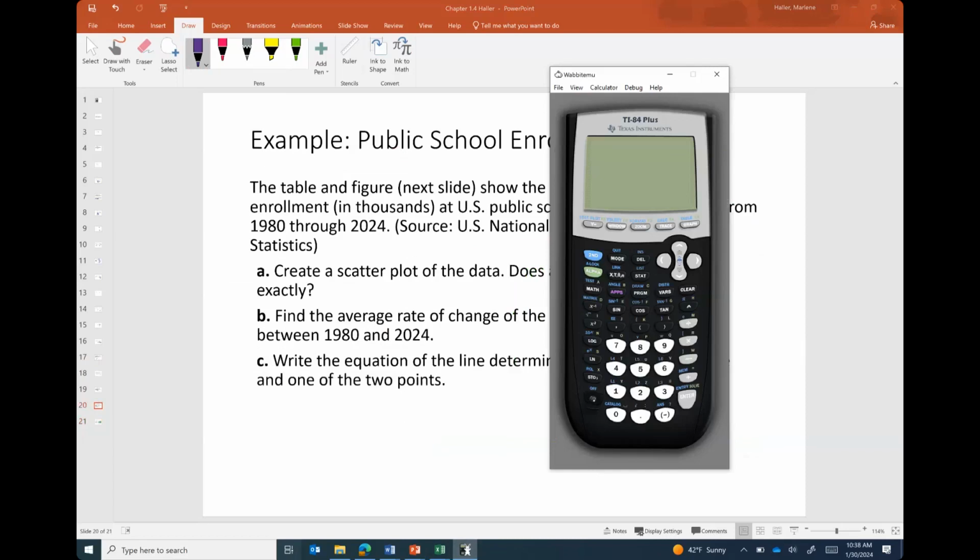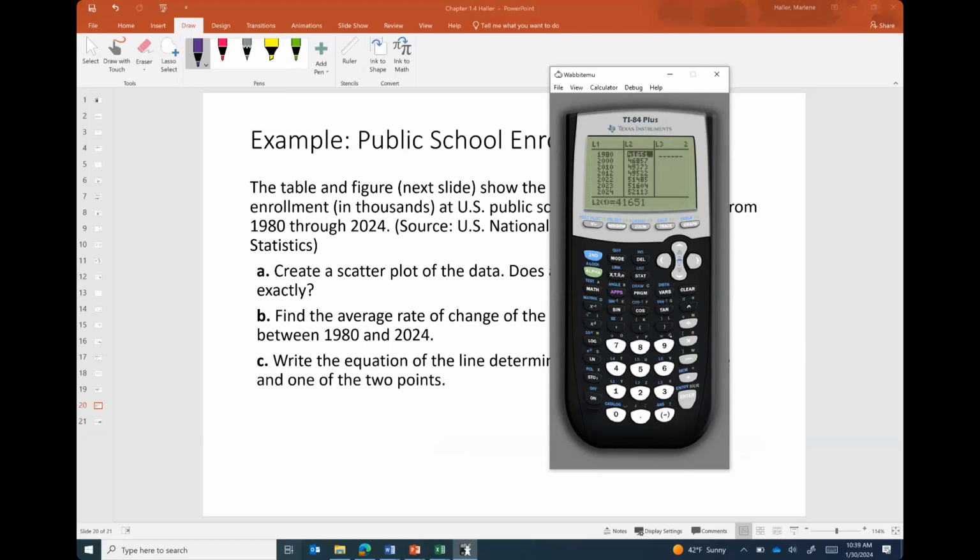Turn it on. And to make a scatter plot of the data, you have to enter the data into your calculator, right? So to enter the data, we're going to click Stat, Edit, that's number 1 there. And we're going to type in L1. We're going to type all the years in for list 1. Over in L2 or list 2, we're going to type the public school enrollment numbers in. Okay, so I've done that already.